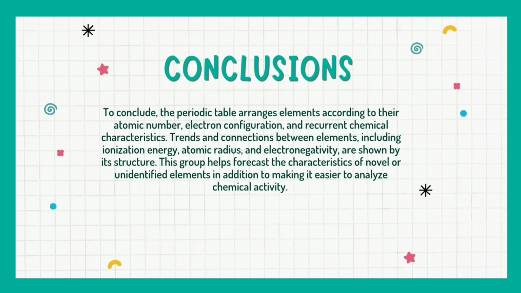To conclude, the periodic table arranges elements according to their atomic number, electron configuration, and recurrent chemical characteristics. Trends and connections between elements, including ionization energy, atomic radius, and electronegativity, are shown by its structure. This also helps forecast the characteristics of novel or unidentified elements, in addition to making it easier to analyze chemical activity.